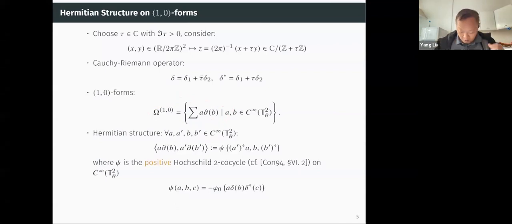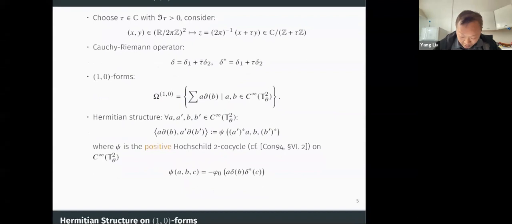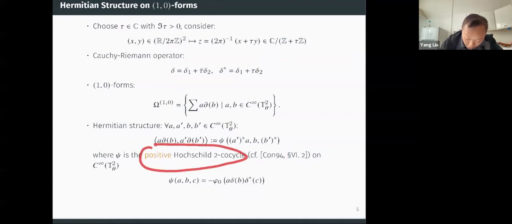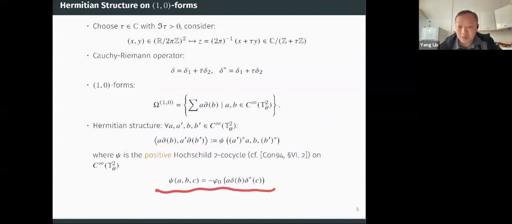So okay, this is actually not a completely trivial fact. I think Connes spent a lot of time on this. The details of this inner product are explained in Connes' book. For such a section, it makes use of the so-called positive Hochschild cocycle P, given as below. So this is a Hochschild cocycle.